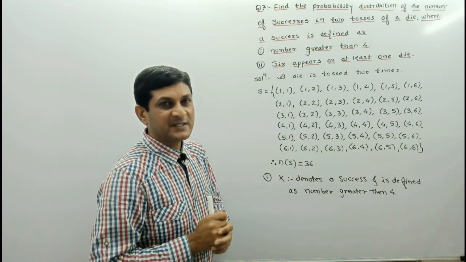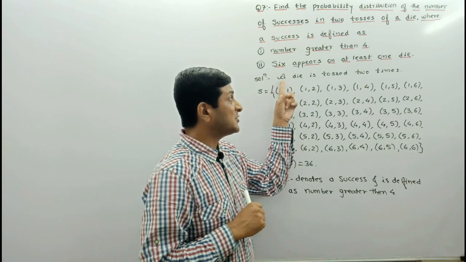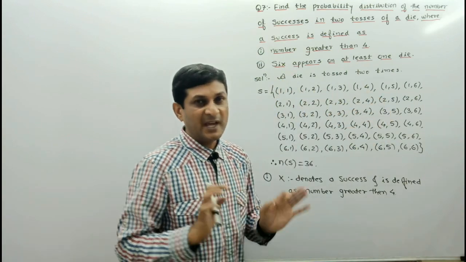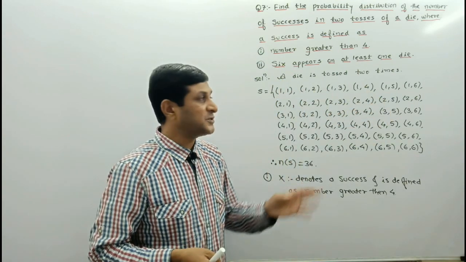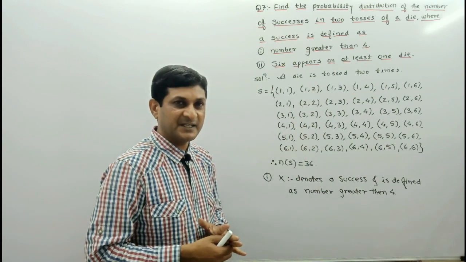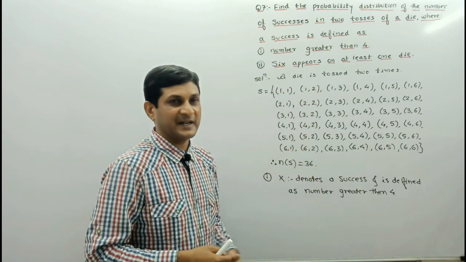Now first observe what is the random experiment. Here random experiment is what? A die is tossed 2 times, and we know that if die is tossed 2 times, then possible outcomes are what? 36. So already these 36 outcomes are written here.